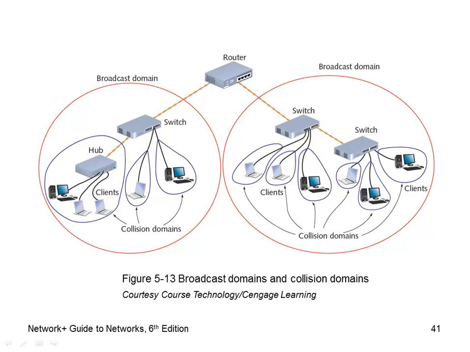Make sure y'all know the difference in those, how to know what a collision domain and a broadcast domain is. You might get a question on the test where they give you a diagram, something like this, and ask you how many different collision domains there are, how many different broadcast domains there are. And the way you know the difference is that a router breaks up broadcast domains and a switch breaks up collision domains. And a hub doesn't do anything but repeat data.